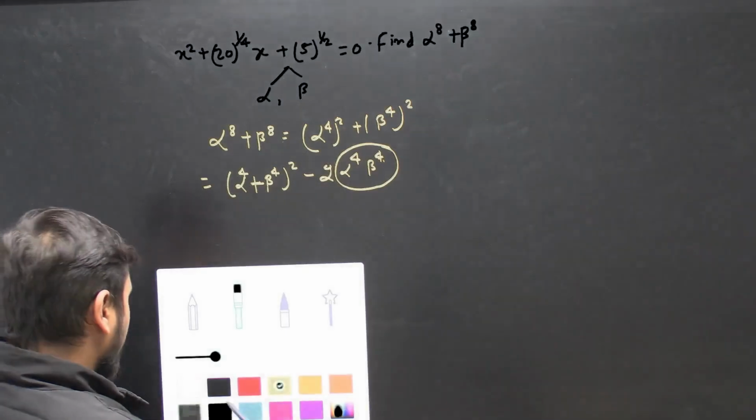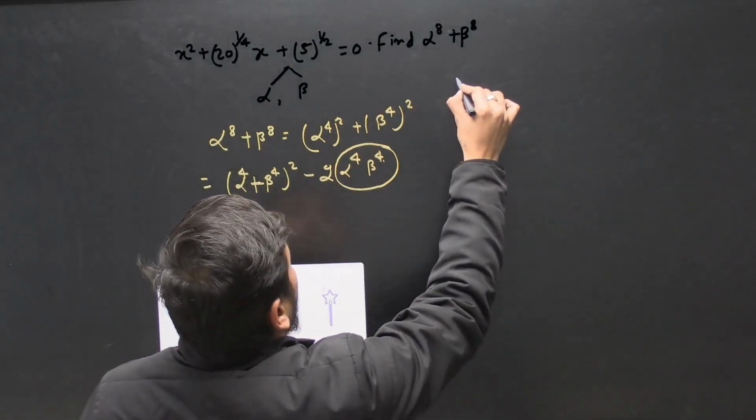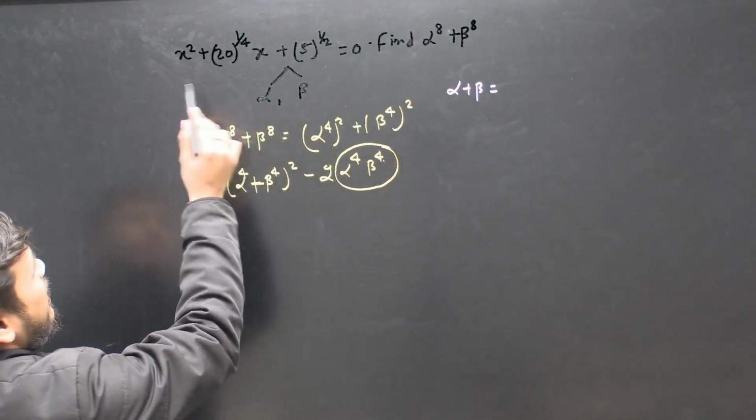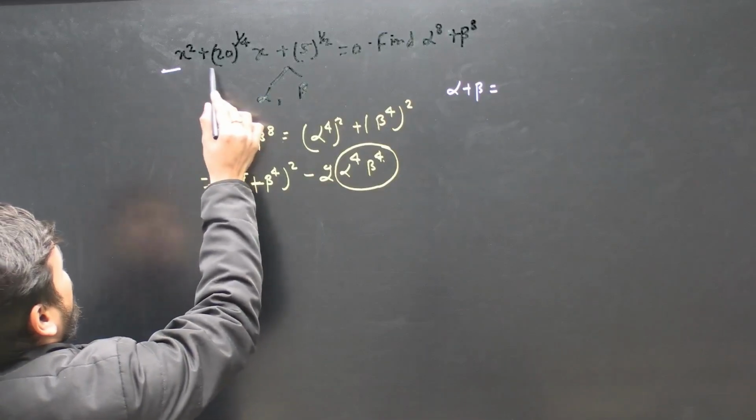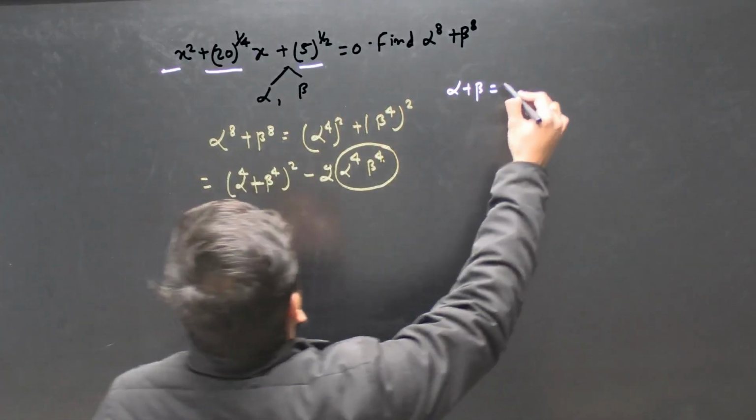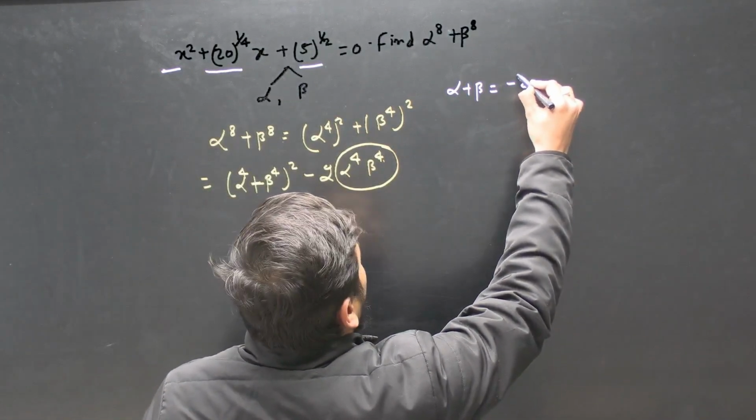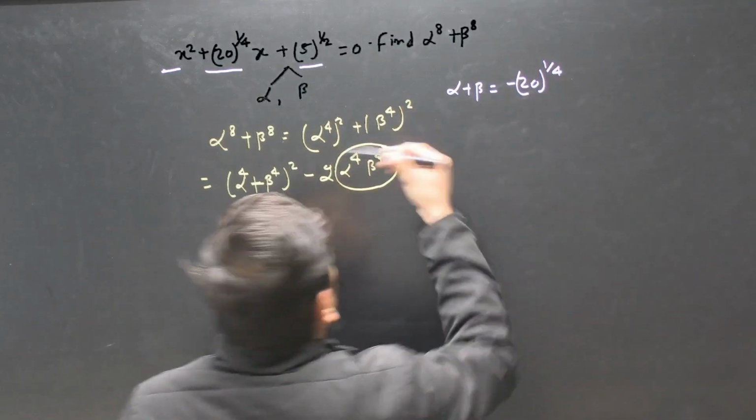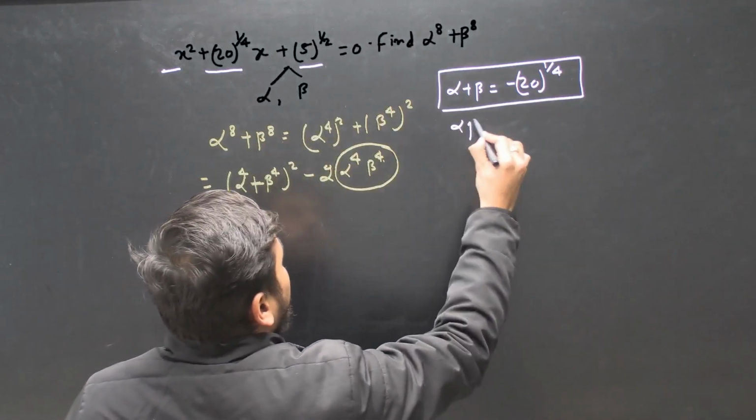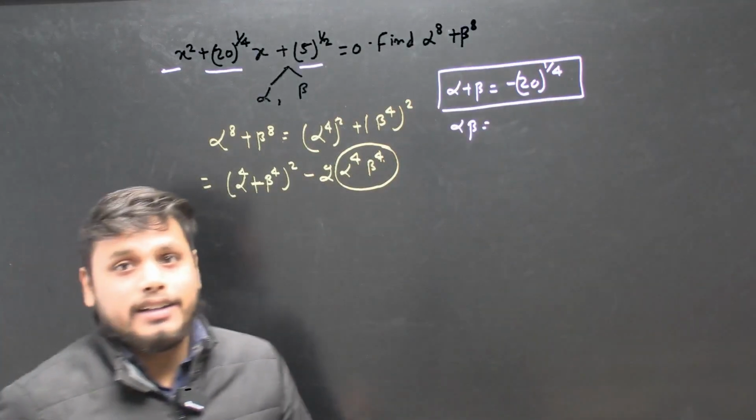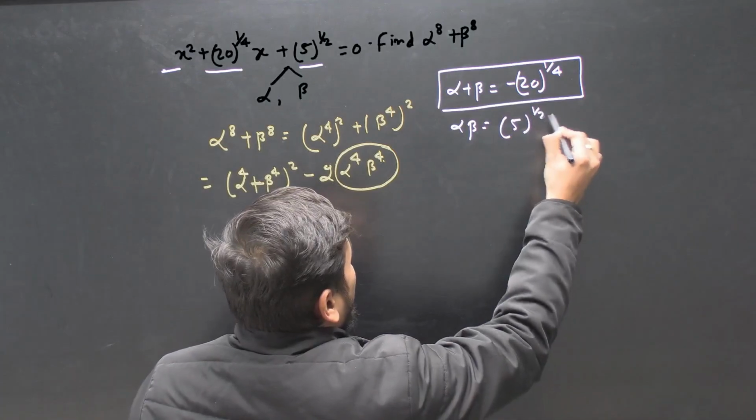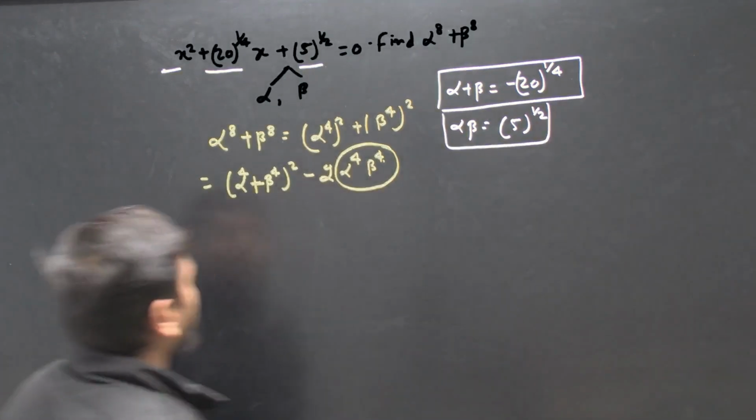First of all, we are finding alpha into beta and alpha plus beta. Alpha plus beta equal to minus b upon a. If we compare with ax square plus bx plus c, a is 1, b is 20 raised to power 1 by 4, and c is 5 raised to power 1 by 2. So alpha plus beta equal to minus b upon a, and a is 1. Now what about alpha into beta? That is c upon a, which is 5 raised to power 1 by 2 upon 1. 1 by 2 power means nothing but a square root.